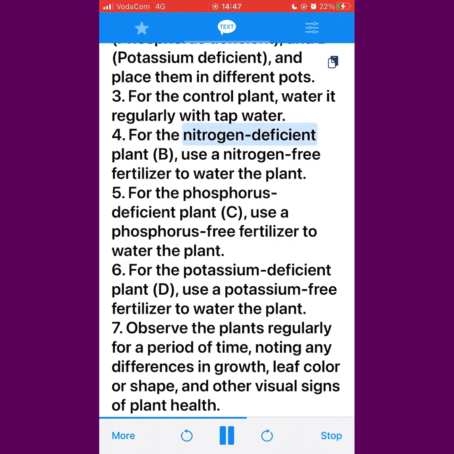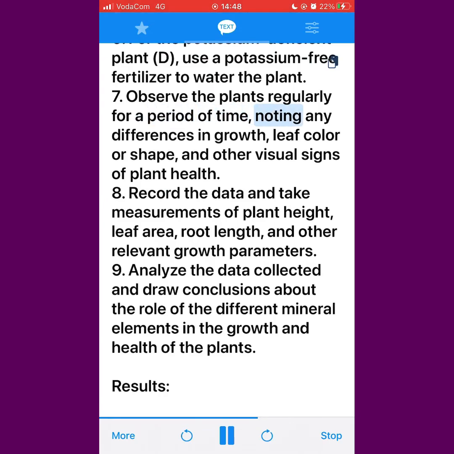4. For the nitrogen deficient plant, B, use a nitrogen-free fertilizer to water the plant. 5. For the phosphorus deficient plant, C, use a phosphorus-free fertilizer to water the plant. 6. For the potassium deficient plant, D, use a potassium-free fertilizer to water the plant. 7. Observe the plants regularly for a period of time, noting any differences in growth, leaf color or shape, and other visual signs of plant health.